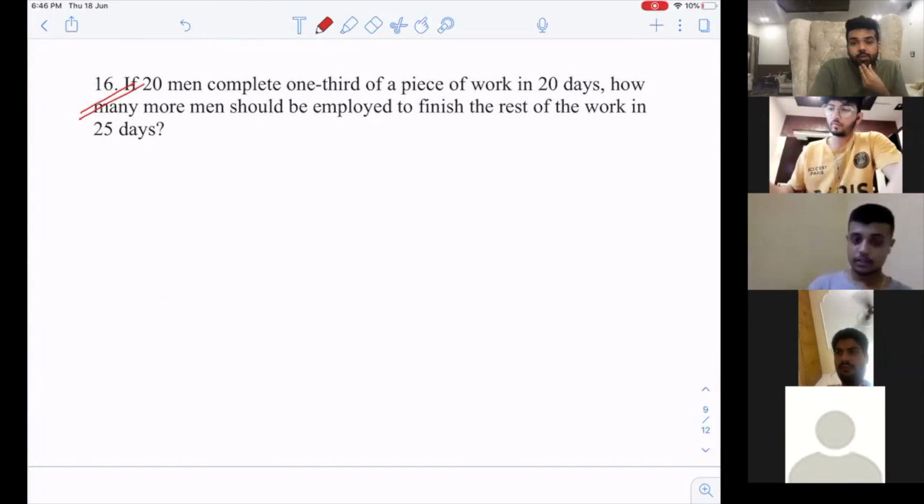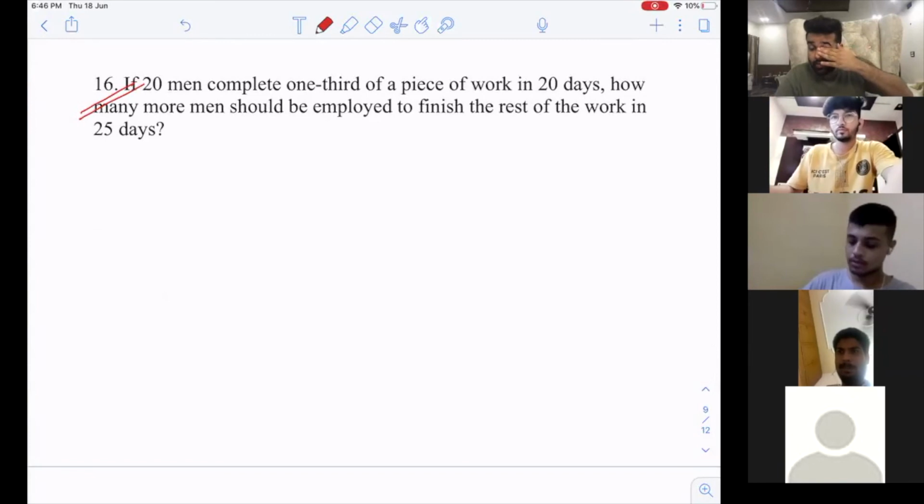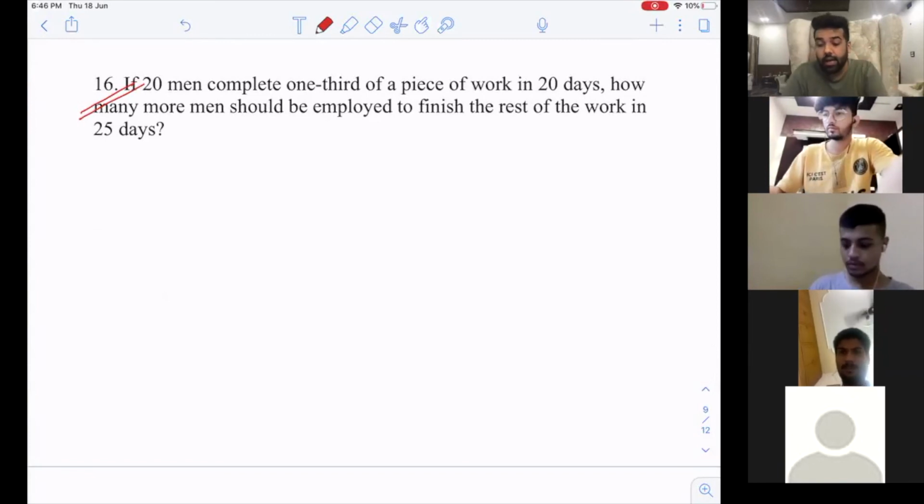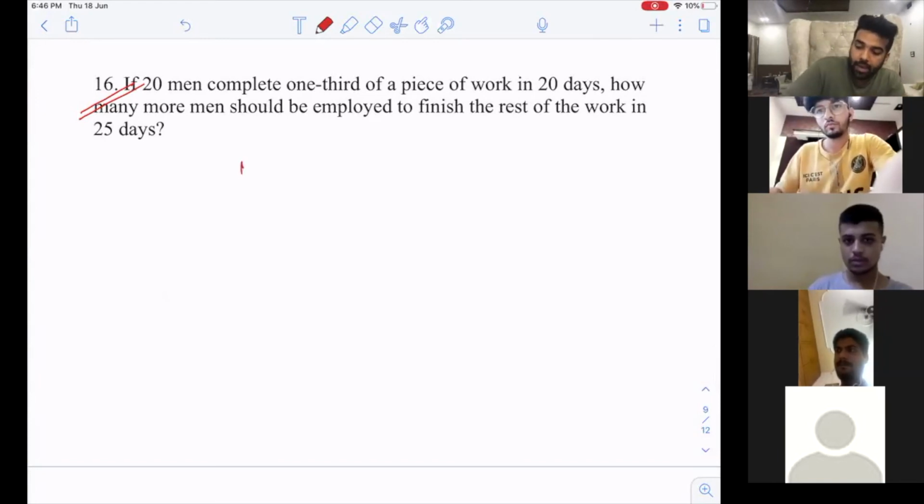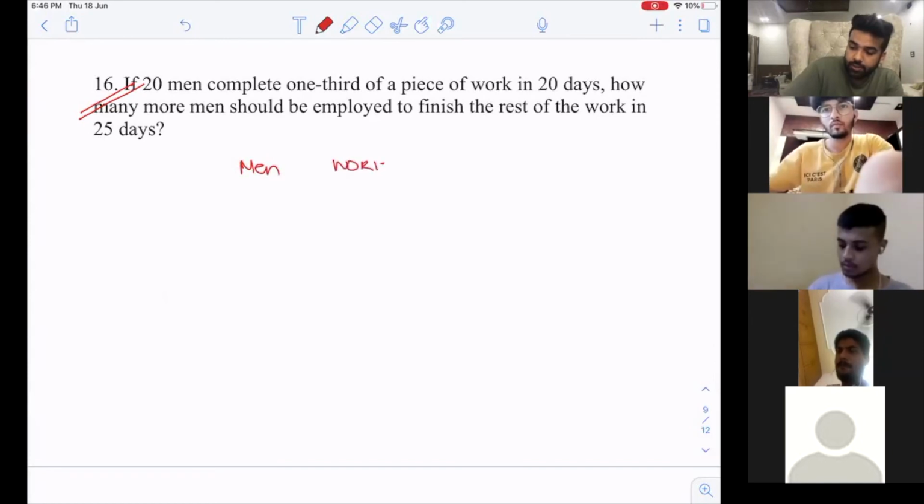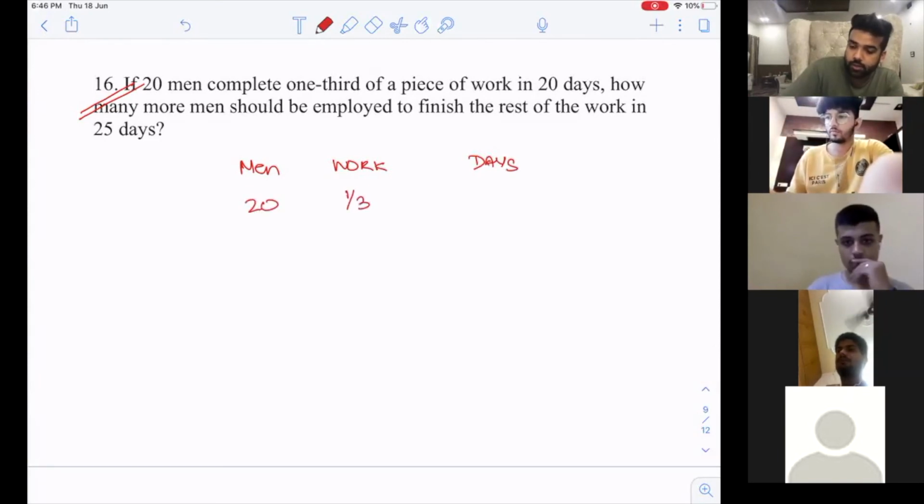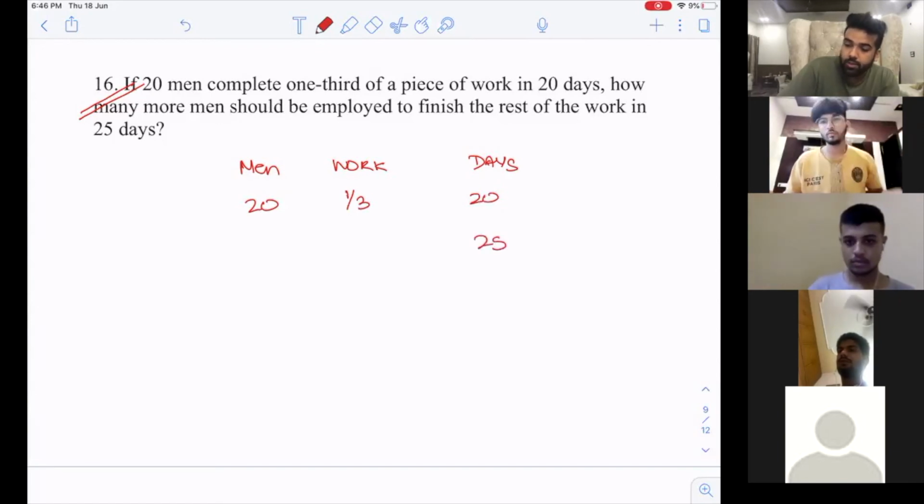Question number 16, try it out. If 20 men complete 1/3 of a piece of work in 20 days, how many more men should be employed to finish the remaining work in 25 days? Men is given, work is given, and days is given. 20 men complete 1/3 work in 20 days. In 25 days, how much work is to be done? 2/3. By how many more men?